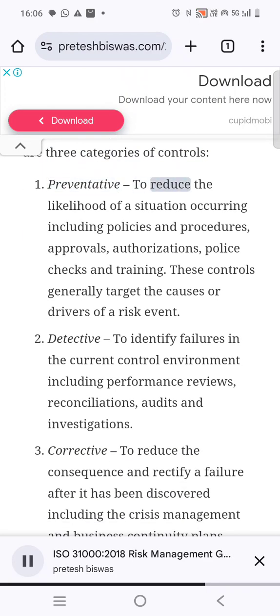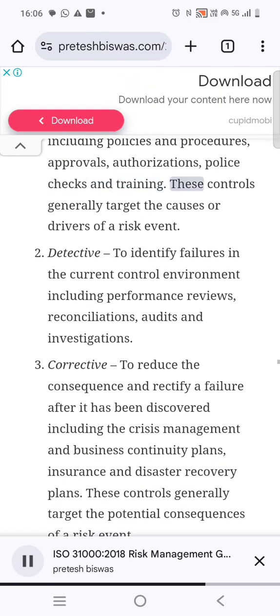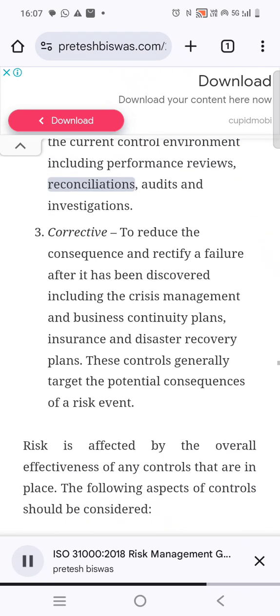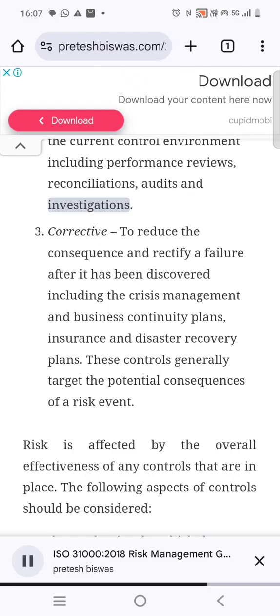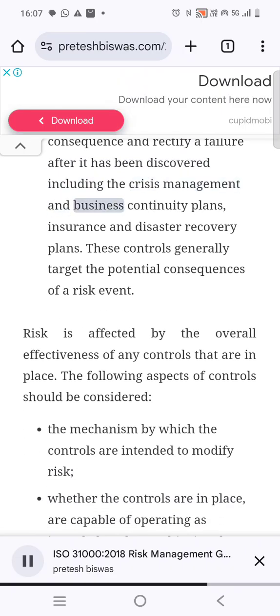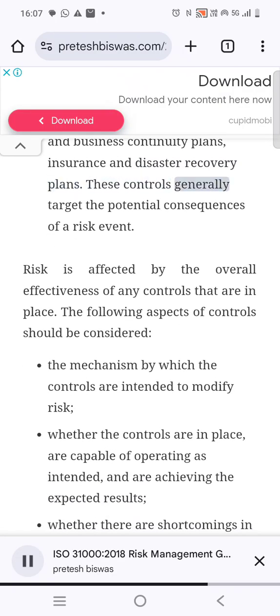1. Preventative, to reduce the likelihood of a situation occurring, including policies and procedures, approvals, authorizations, police checks, and training. These controls generally target the causes or drivers of a risk event. 2. Detective, to identify failures in the current control environment, including performance reviews, reconciliations, audits, and investigations. And 3. Corrective, to reduce the consequence and rectify a failure after it has been discovered, including the crisis management and business continuity plans, insurance and disaster recovery plans. These controls generally target the potential consequences of a risk event.